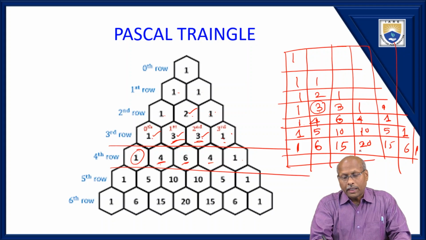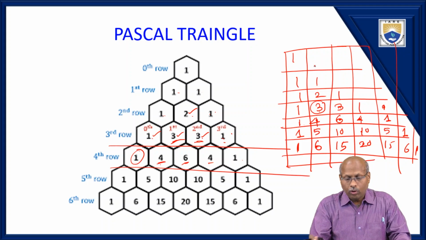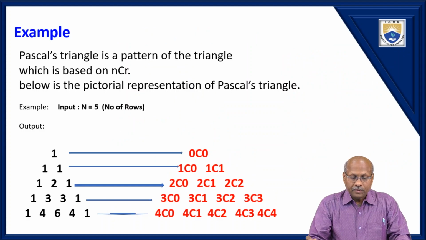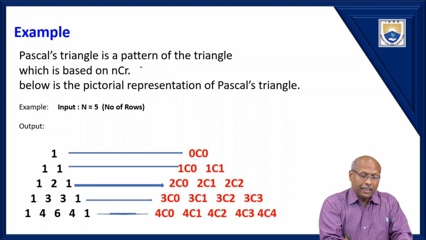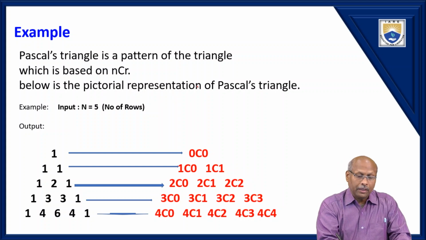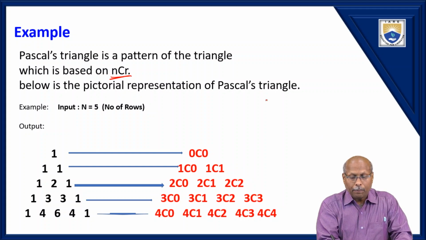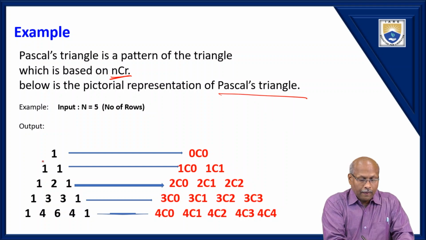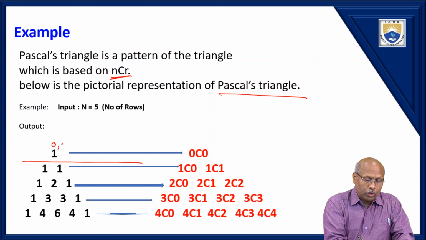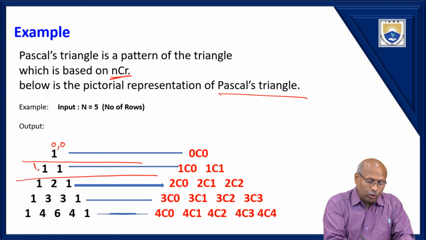So you can take an array and store the values. Or there is another way: you can compute the NCR value. The Pascal triangle can also be evaluated by using the NCR formula. This is the pictorial representation of the Pascal triangle. This is the 0th row, 0th column. This is the 1st row, 0th column. This is the 1st row, 1st column.